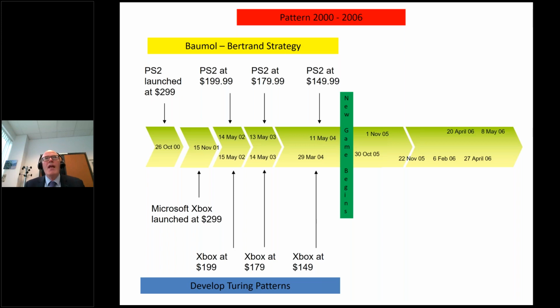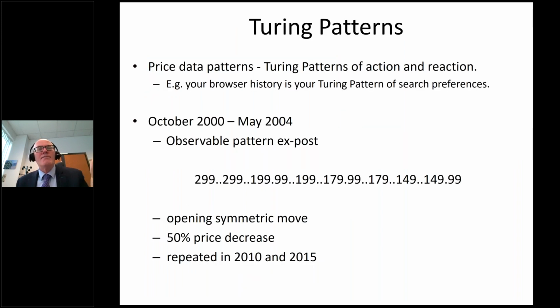patterns of behavior. If you ever watched the film with Alan Turing in it, you would notice the Enigma machine, where he was trying to manipulate the patterns of the coding patterns that the Germans were using to control their U-boats during the Second World War. So various price data patterns begin to arise there.